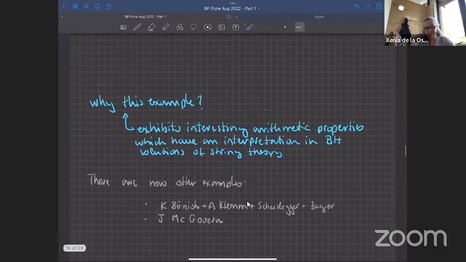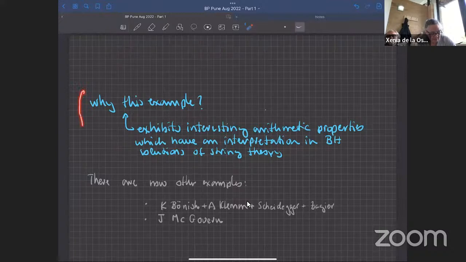So why this example? We were very lucky in some sense to bump into this example. We were interested in the modularity that Hulek and Verrill found. So we started playing with this, and Mohammed, who was a student at the time, started thinking about black holes together with this space. He started doing computations and found something very interesting, which Philip will show you next time. The fact is that it exhibits interesting arithmetic properties which have an interpretation in black hole solutions of string theory.